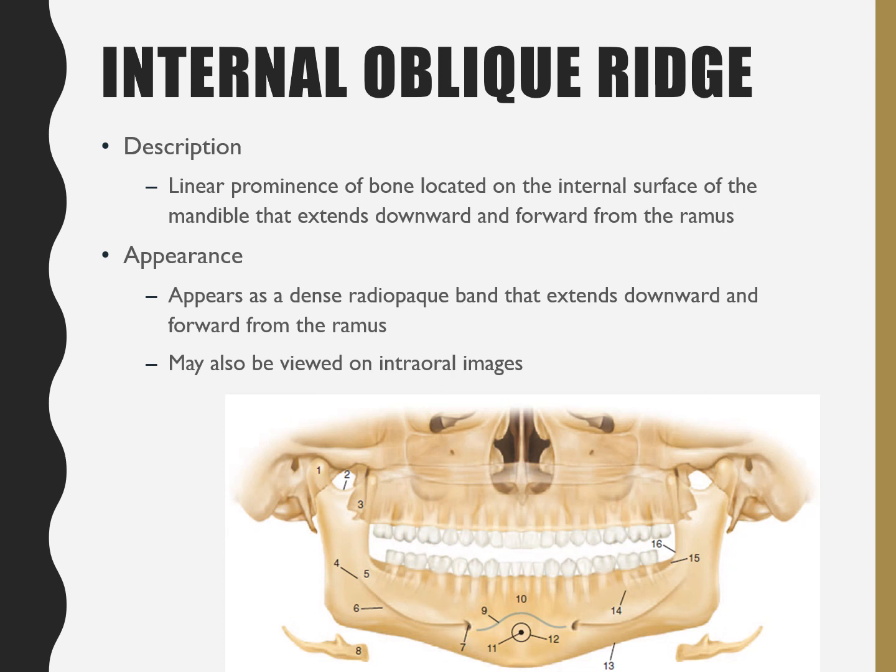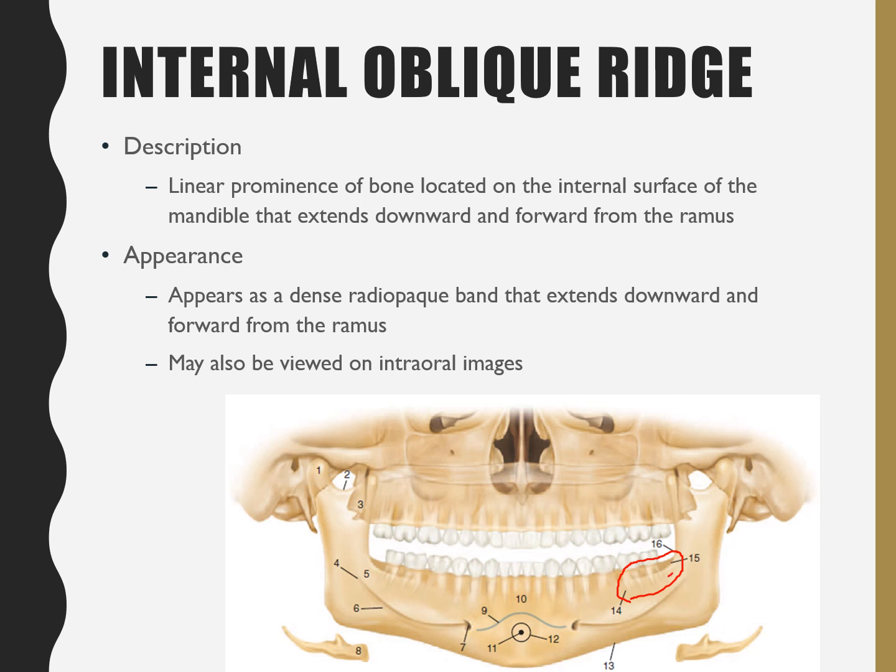So number 15 here is the internal oblique ridge. It is a linear prominence of bone located on the internal surface of the mandible that extends downward and forward from the ramus. It appears as a dense radiopaque band that extends downward and forward from the ramus. It can also be viewed on intraoral images. This one too can really get confused with the mylohyoid ridge. So be careful. This whole little section right here, it's important to know which one is the mylohyoid, which one is the internal, and which one is the external.